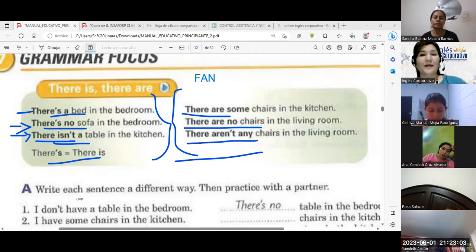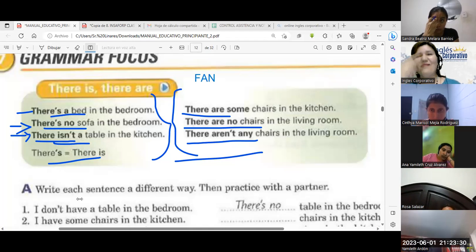Okay. There is a table in the room. Good. There is a computer in the living room. There are two beds in the bedroom. Excellent job. Very good job. Vilma? Okay. Vilma Isabel and then Vilma Concepción. There is a shelf. There is a table. There is a mirror in my bedroom. Very good job. Excellent. Vilma Concepción.